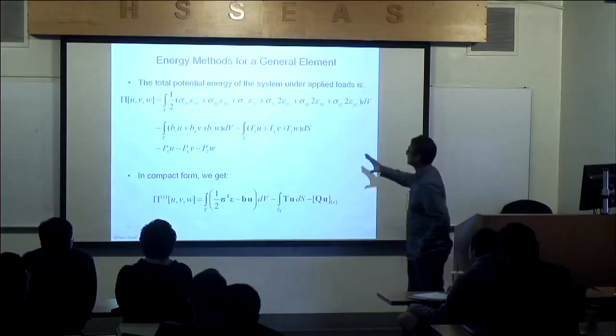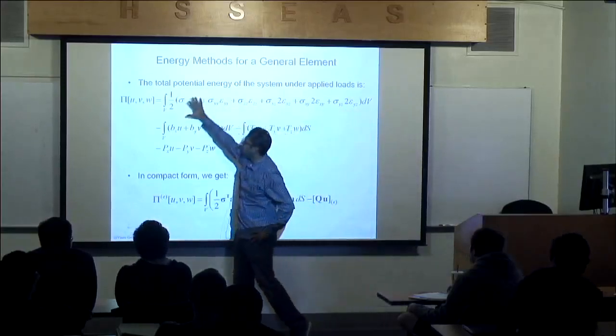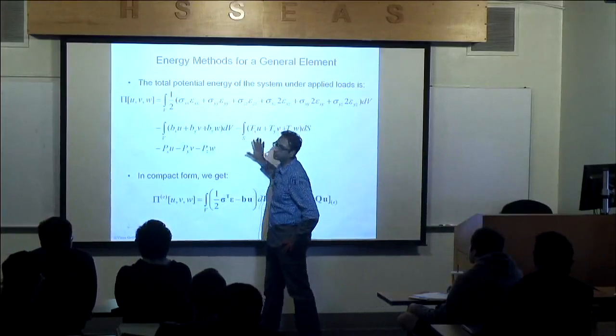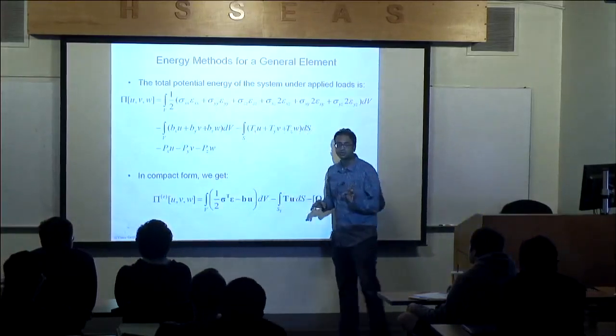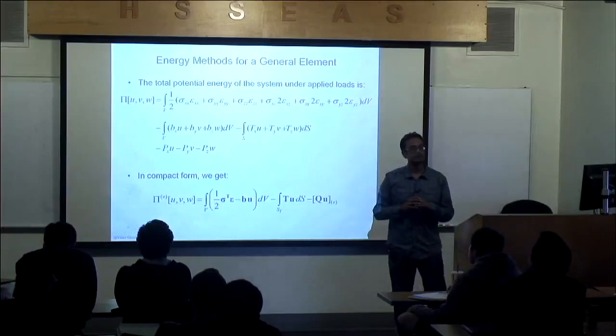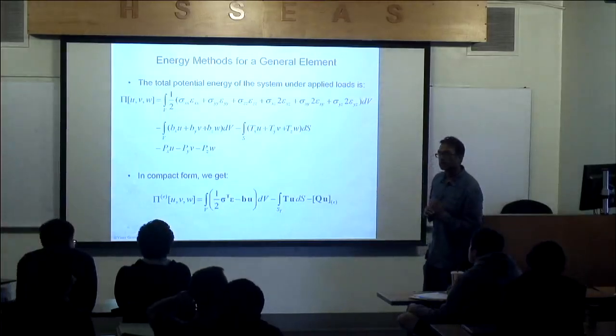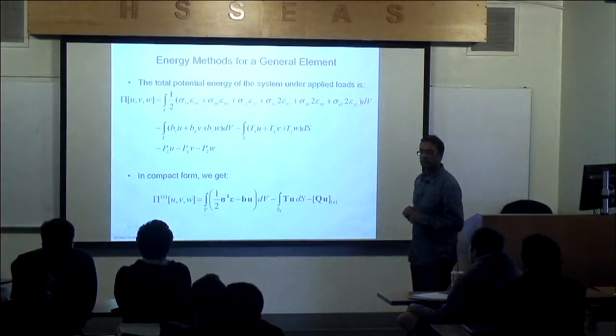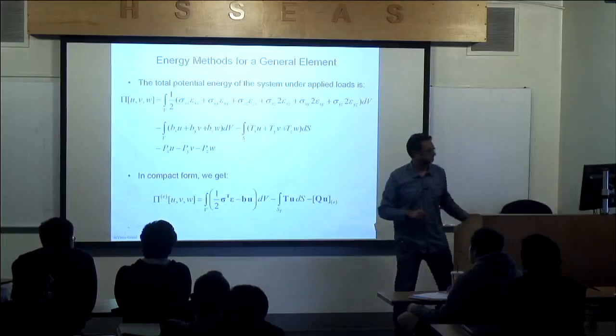So basically this is strain energy stored in the body. These are the potential energy due to the loads. These together constitute the total potential energy of the system. Okay. And what I'm about to do is going to take us really quickly to the final answer that we need, which is the element formulation for a 3D body.